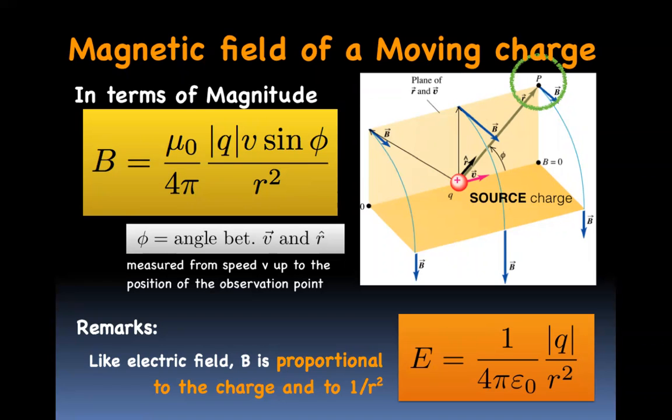As a remark, here we can notice that the magnetic field magnitude, just like electric field, is proportional to the charge and to 1 over r squared. Recall that the electric field produced by a charge is given by the absolute value of Q divided by 4 pi epsilon naught r squared.